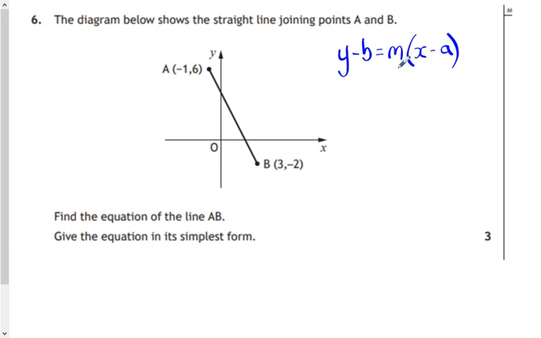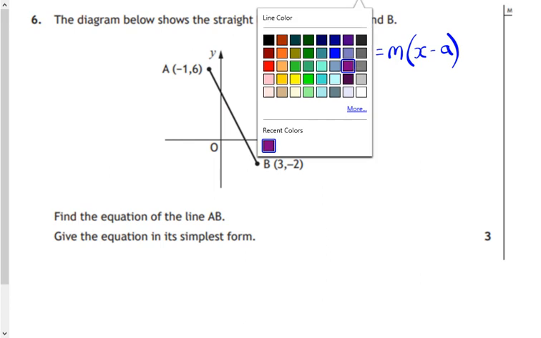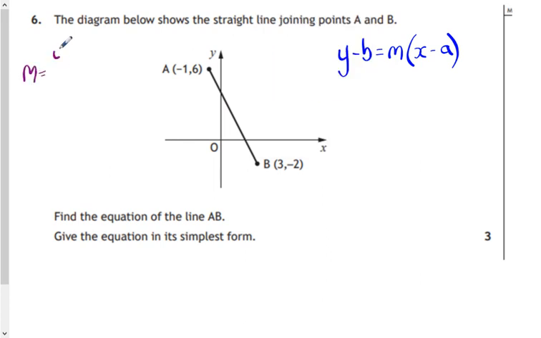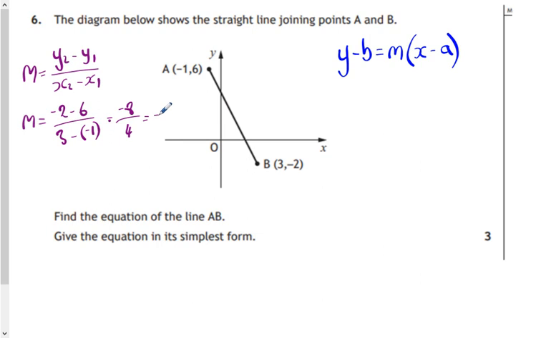Now for that we need the gradient, and we can calculate the gradient. I'm going to put it over to the left here. I'm going to say m is equal to y2 minus y1 over x2 minus x1. So our gradient is going to be negative 2 minus 6 over 3 minus negative 1, which gives us negative 8 over 4, or negative 2.